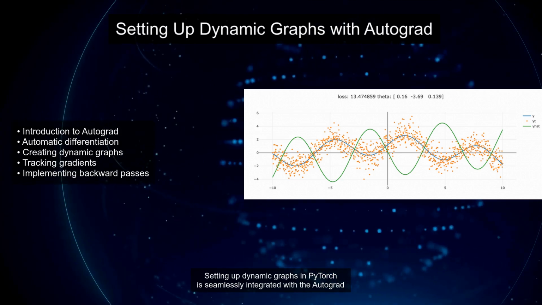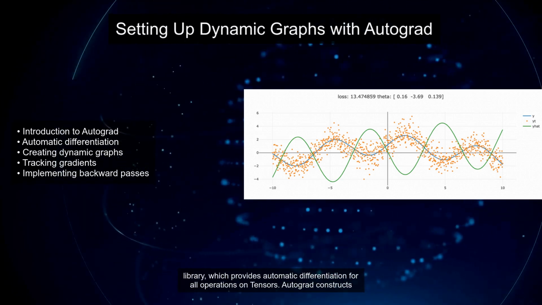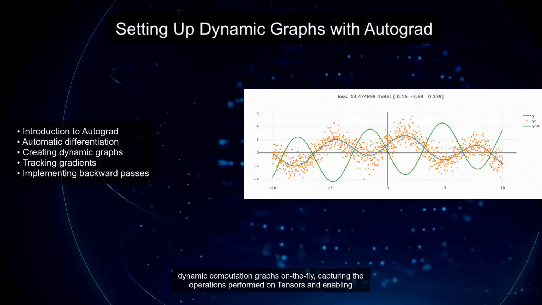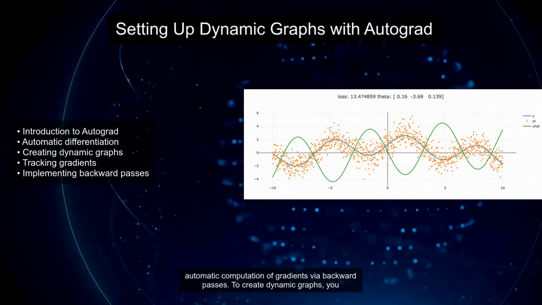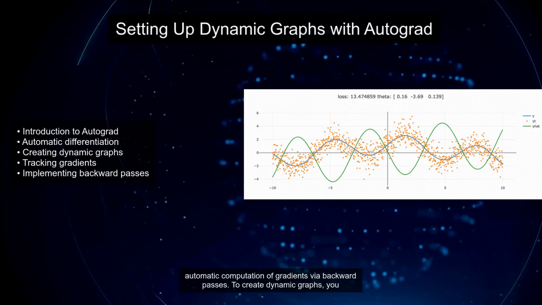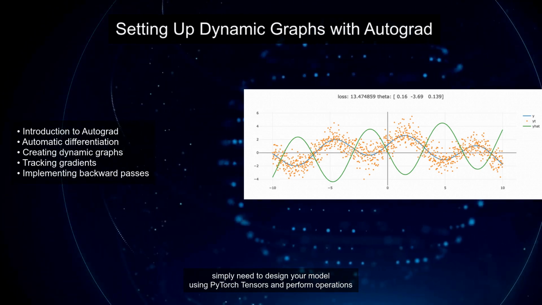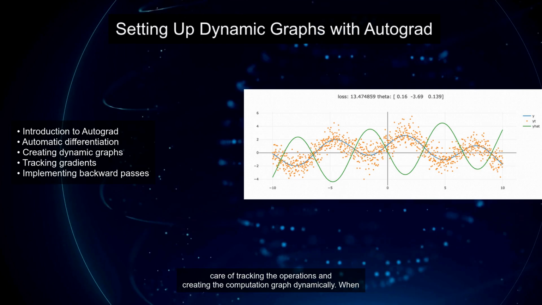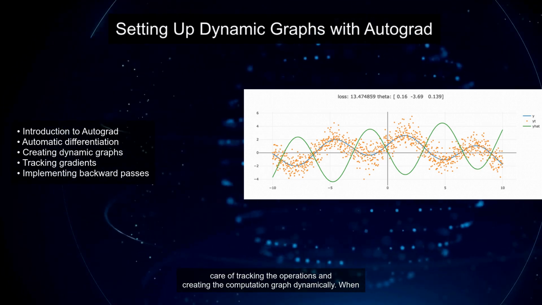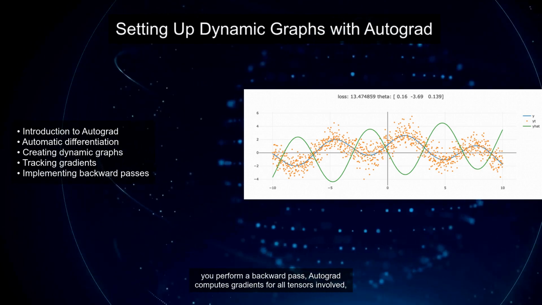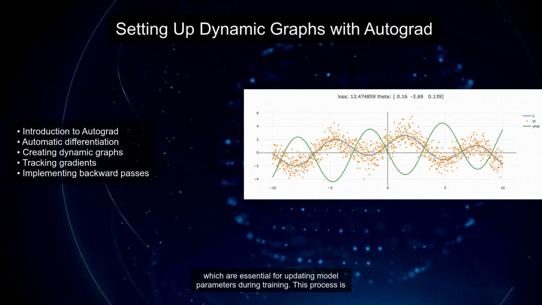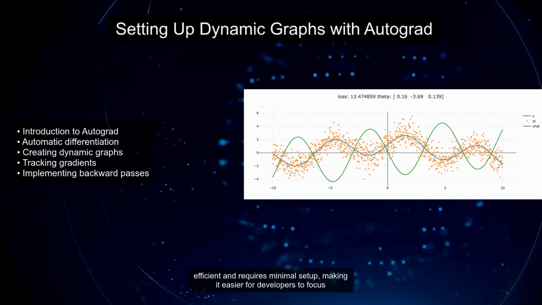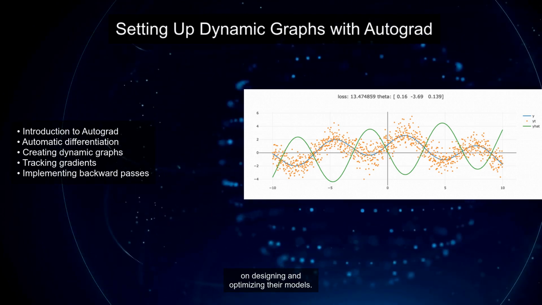Setting up dynamic graphs in PyTorch is seamlessly integrated with the Autograd library, which provides automatic differentiation for all operations on tensors. Autograd constructs dynamic computation graphs on the fly, capturing the operations performed on tensors and enabling automatic computation of gradients via backward passes. To create dynamic graphs, you simply need to design your model using PyTorch tensors and perform operations on these tensors as you would with regular Python variables. Autograd takes care of tracking the operations and creating the computation graph dynamically. When you perform a backward pass, Autograd computes gradients for all tensors involved, which are essential for updating model parameters during training.